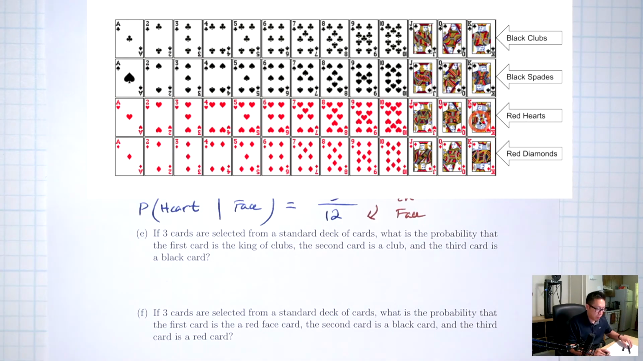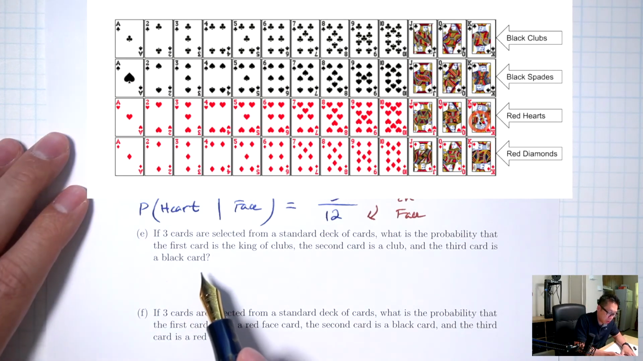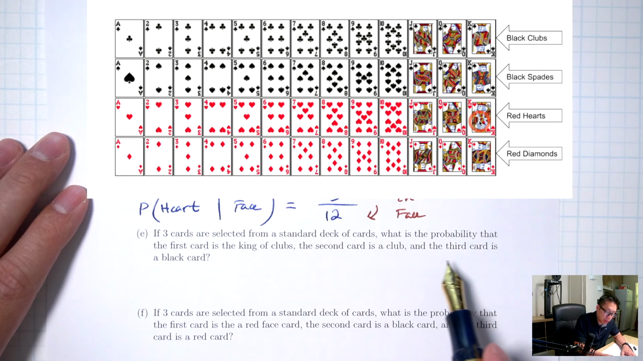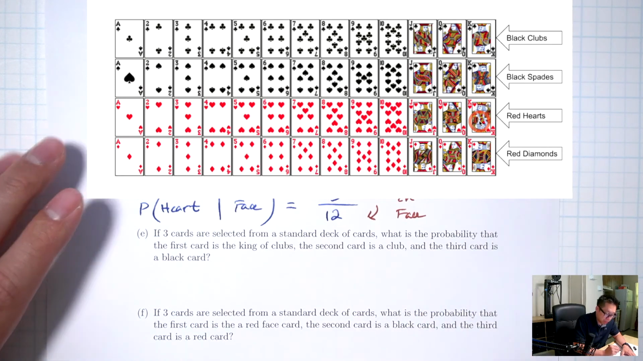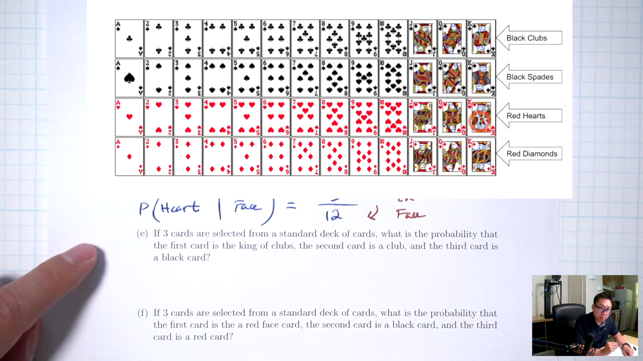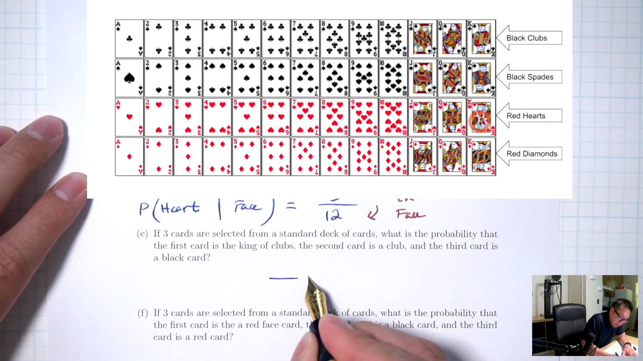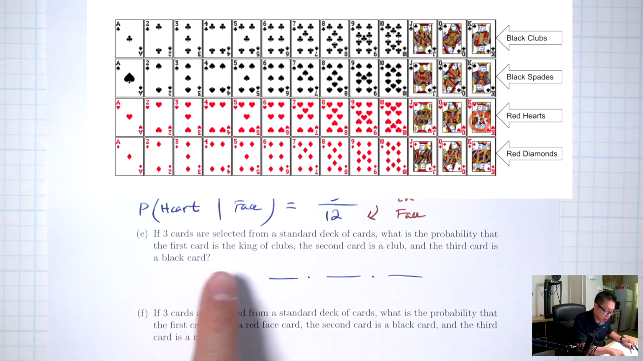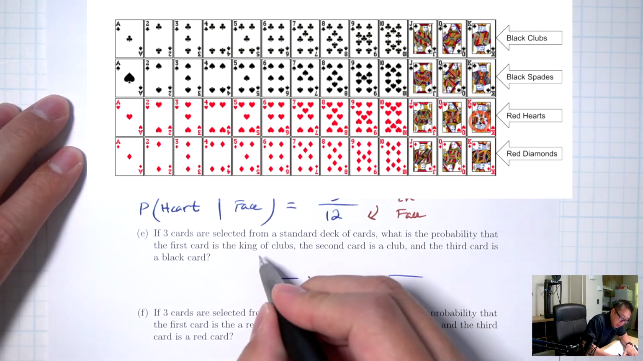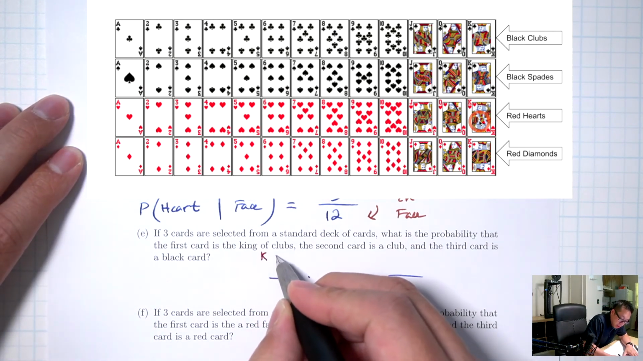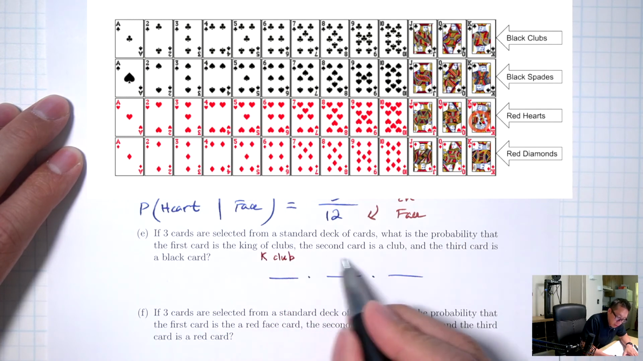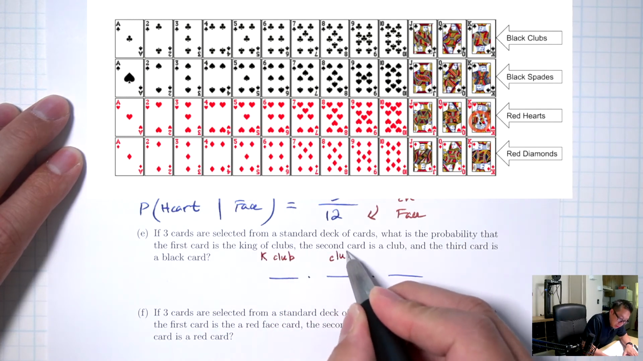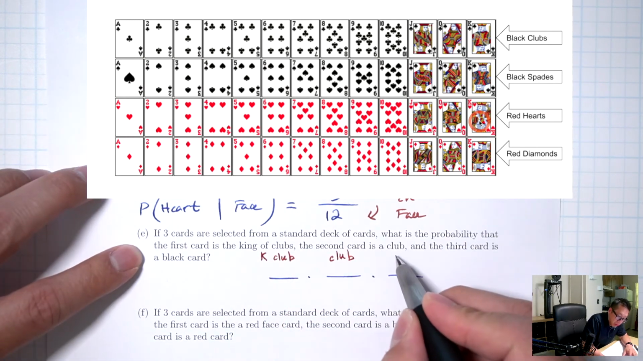Part E. If 3 cards are selected from a standard deck of cards, what's the probability that the first card is a king of clubs, the second card is a club, the third card is a black card? Okay, so 3 cards, 3 fractions. And let me write the first card I want to be king clubs. So I'll write K club. Second club. Third black card.